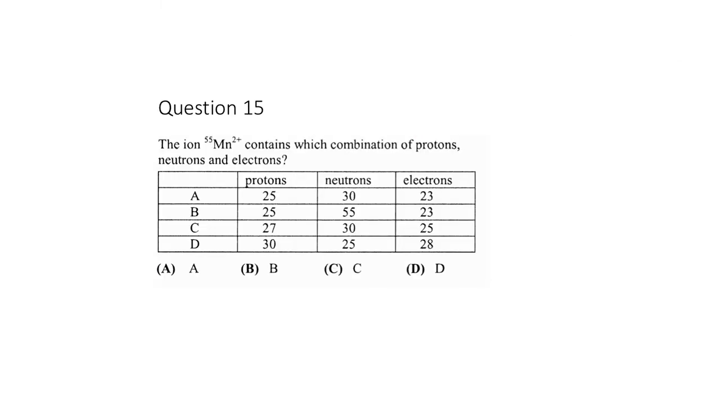Question 15, manganese, what's the right count here? So for manganese, 2 plus, we've lost 2 electrons. I don't know why they don't just tell us the atomic number. Manganese is atomic number 25, just looking at a periodic table. So it's 25 protons, and then 2 fewer electrons, so 23 electrons. It doesn't help us. And then the neutron count: our mass number is the sum of the protons and the neutrons. So we just subtract our 25 protons off, we get 30 neutrons. So A would be our right answer.